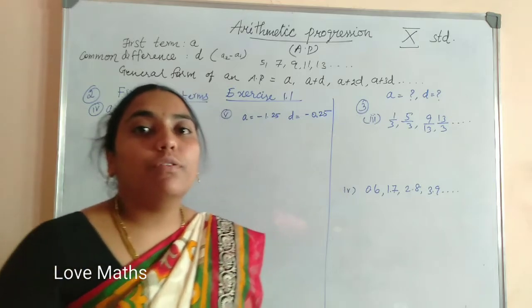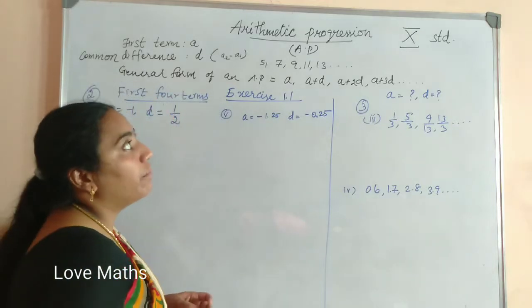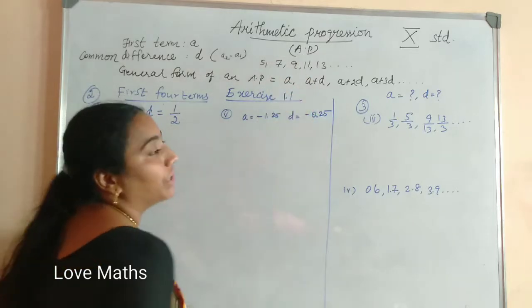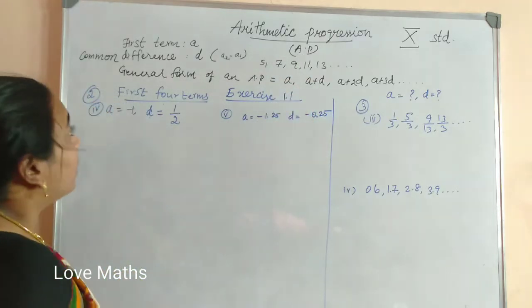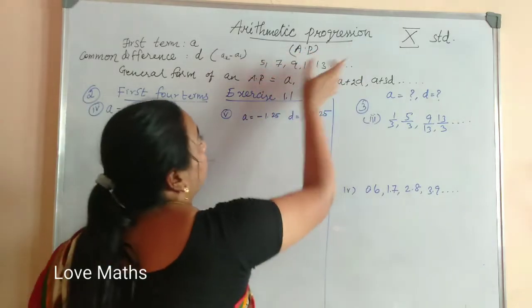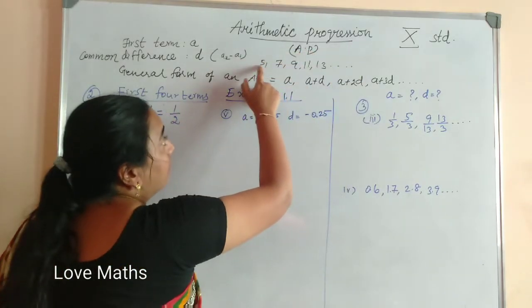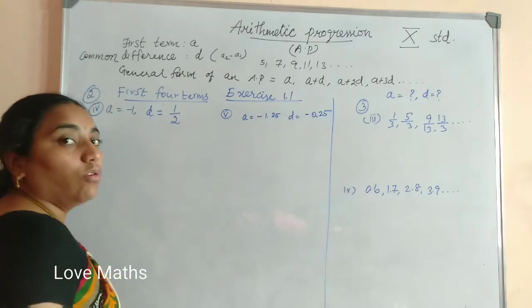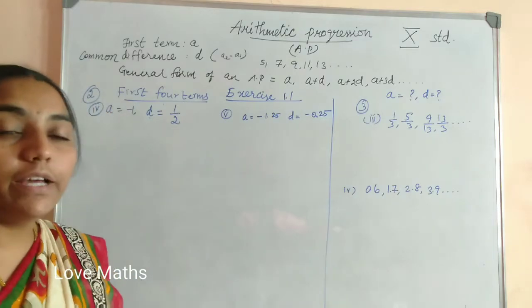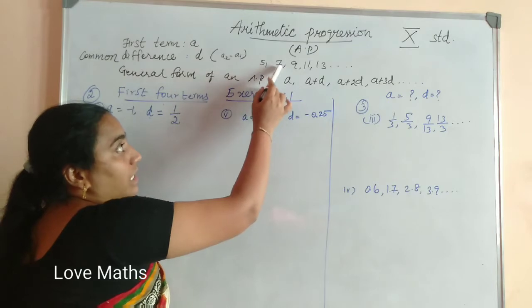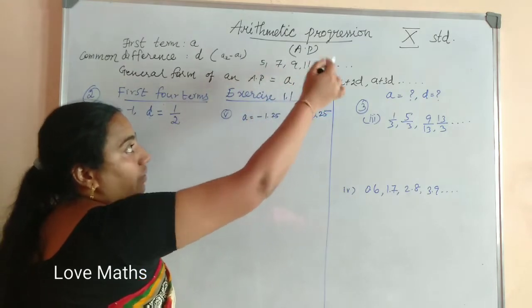First, before going to that, we have to know what is meant by arithmetic progression. The arithmetic progression is simply denoted as AP. In a sequence, the first term is called A, and the common difference is called D. How to find the common difference? Second term minus first term. The first term is denoted as A1, second term is A2, third is A3, A4, A5, like that.